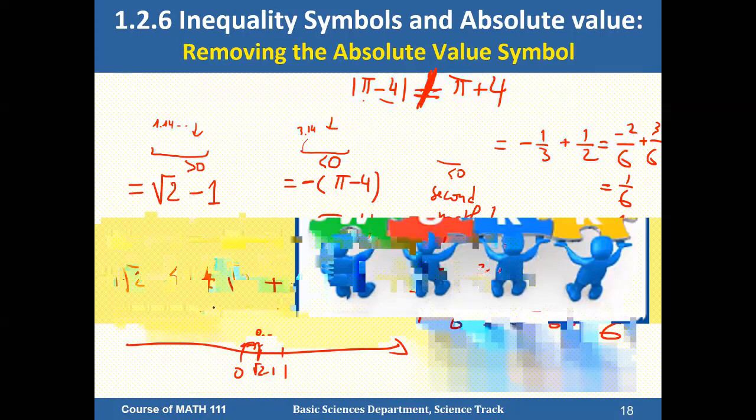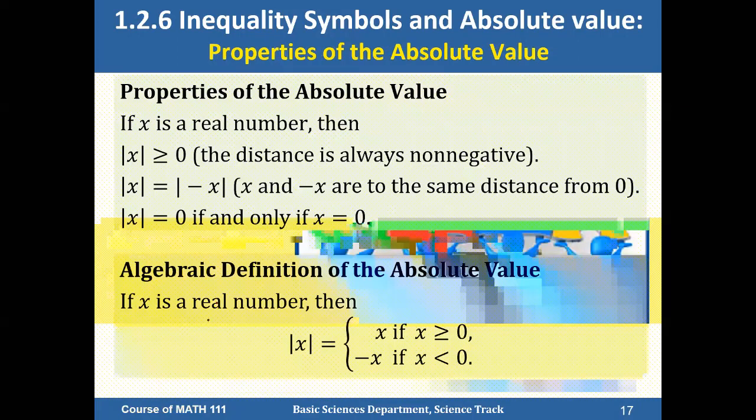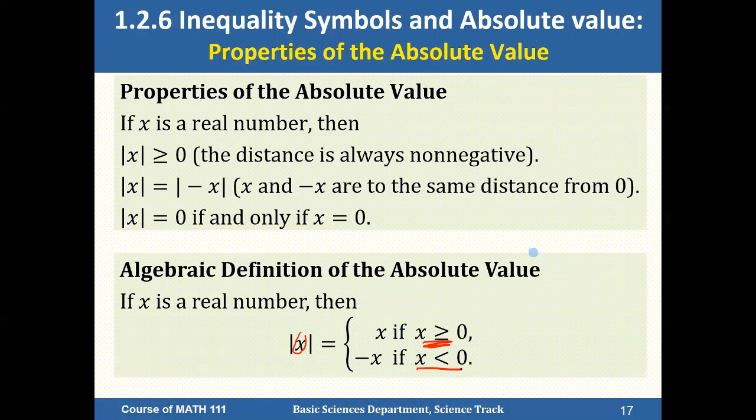تمام، نرجع هنا. الملخص اللي قلنا عليه: إذا اللي داخل القيمة المطلقة موجب positive, you remove the absolute value without any change. If the quantity inside the absolute value is negative, you have to change all signs inside. اوكي، كلهم يتغيروا.